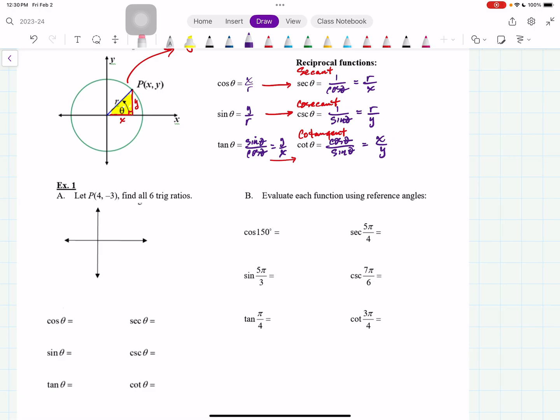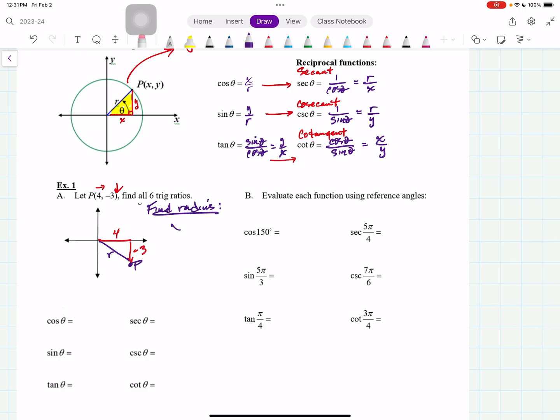We've done this before for sine and cosine, and now we do it for all six functions. So the first thing we do is we plot (4, -3), and that's going to be right 4, down 3. So let's go right 4 units, down 3 units. And you're at this point P, and we don't know the radius r right here, so we've got to find that first. So you've got to find the radius.